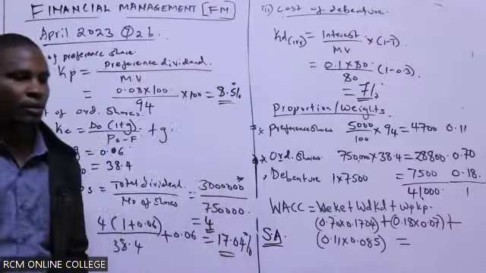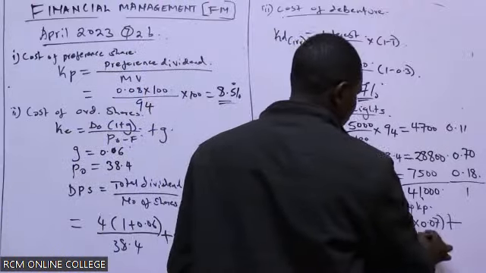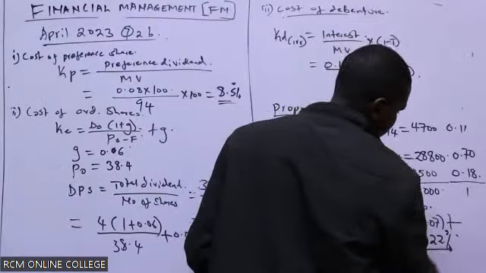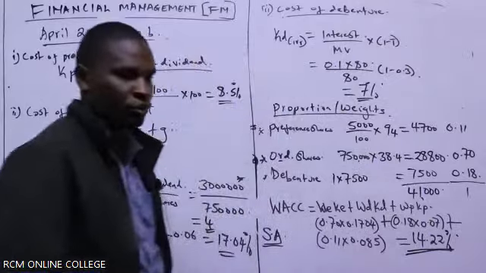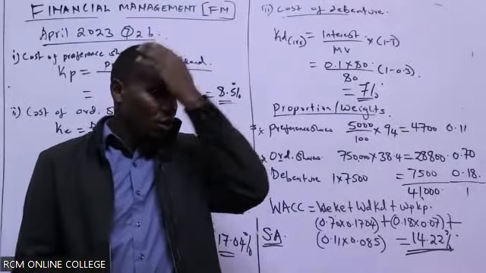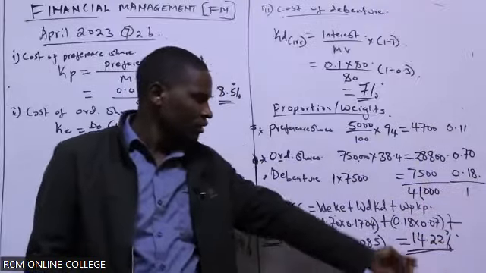Haya. Malizia hiyo tukisonga 14.22%. 14.22%. Asante. 14.22% from Naomi. Thank you so much, Naomi, for giving us all those. That is very good.